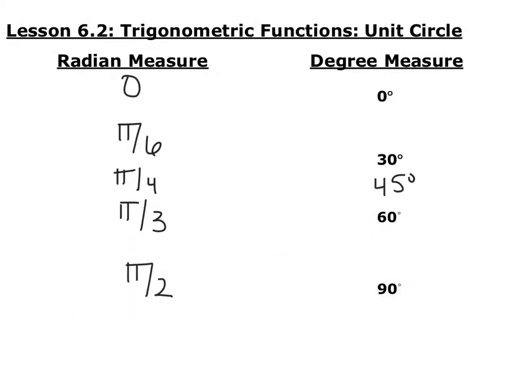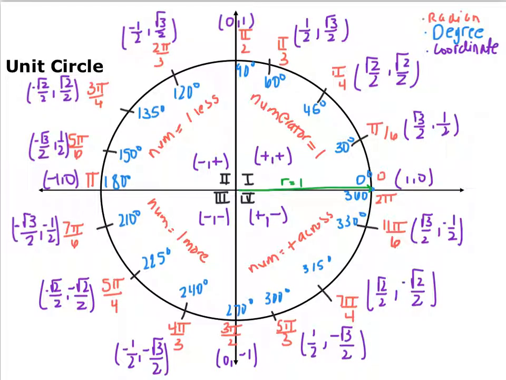6.2 is trig functions and the unit circle. Here are the main angles in the first quadrant that we look at. 0 degrees is the same thing as 0 radians. 30 degrees is the same thing as pi over 6. Pi over 4 is 45. Pi over 3 is 60. Pi over 2 is 90. Then in the next slide, we're going to look at the entire circle up to 360 degrees. So this is a unit circle. Go ahead and pause the video and write all this down, and then I'll explain it.